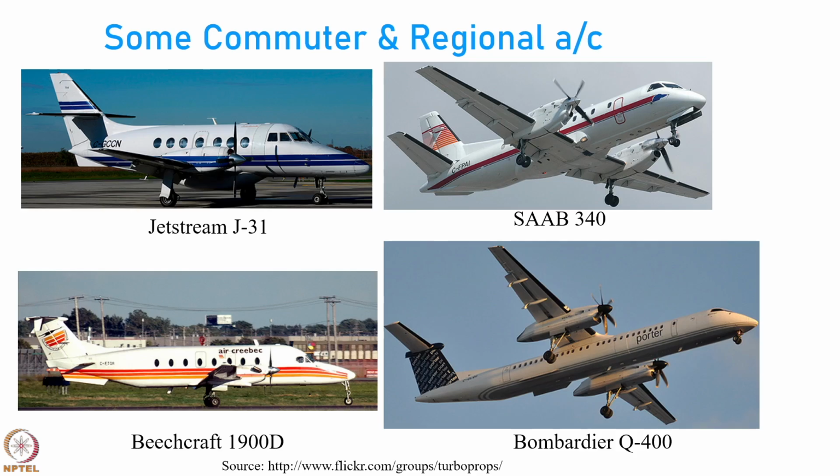On the right hand side we have some regional aircraft like the Bombardier Q400, which is still very popular and flying, and then you have Saab 340B, a little bit obsolete now, but still operating on some routes. The regionals have around 36 seats in case of Saab 340 and about 80 seats in Bombardier.